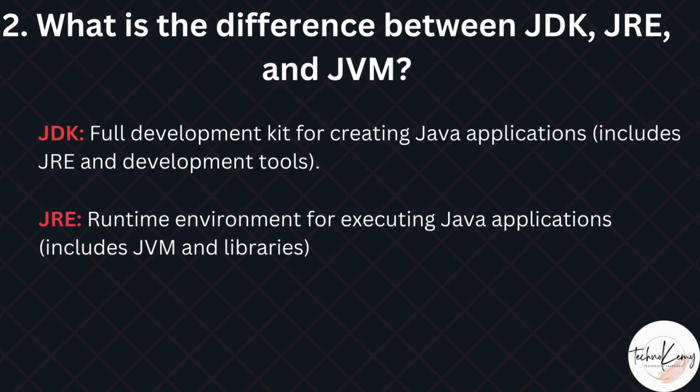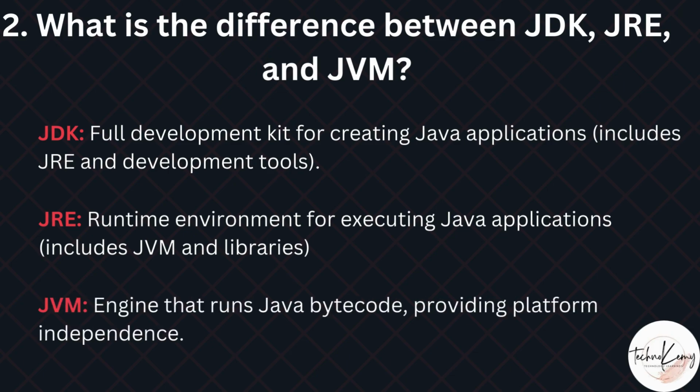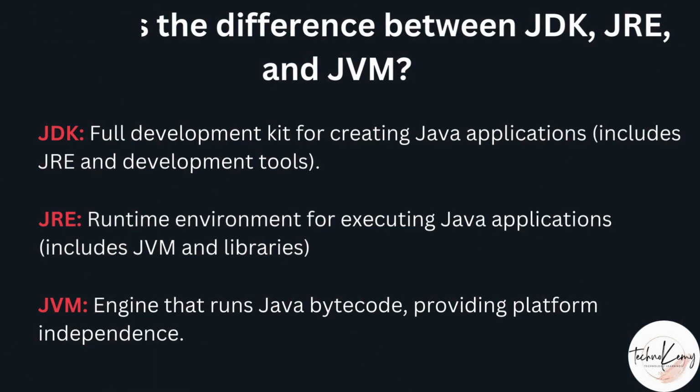The last one is JVM, Java Virtual Machine. JVM is a virtual machine that interprets and executes Java bytecode. It abstracts the underlying hardware and operating system, providing platform independence. It is a part of both JDK and JRE. It ensures that Java applications run the same way on any platform.